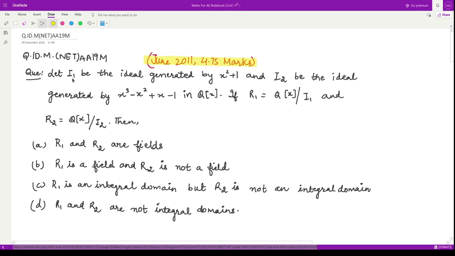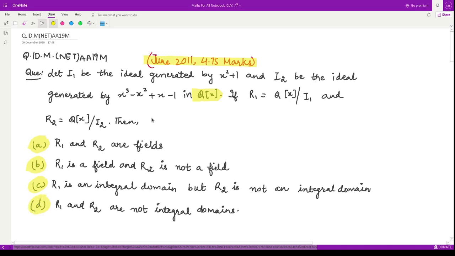The question is, if I1 be the ideal generated by x square plus 1 and I2 be the ideal generated by x cube minus x square plus x minus 1 in Q[x], then they are saying R1 given by this and R2 given by this are defined like these, then which among these four is correct?